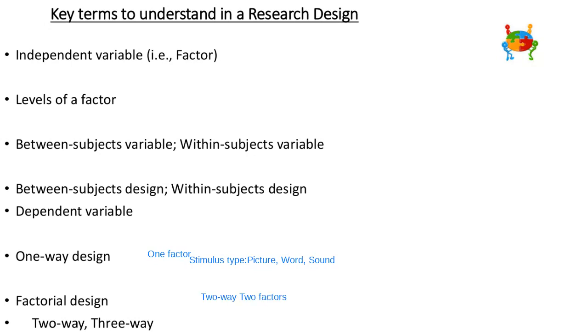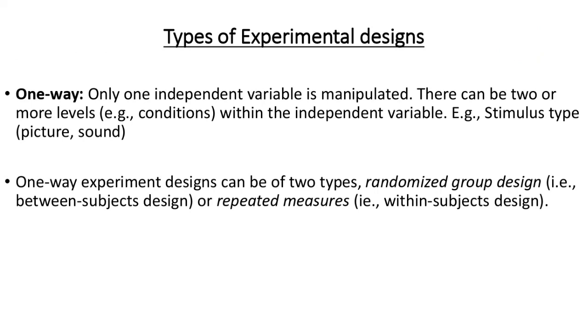And three-way is just 3 factors, or 3 IVs. Two-way is 2 factors or 2 IVs. And 3-way would just be 3 factors and 3 IVs. It'll be more clear as I move through the lecture.